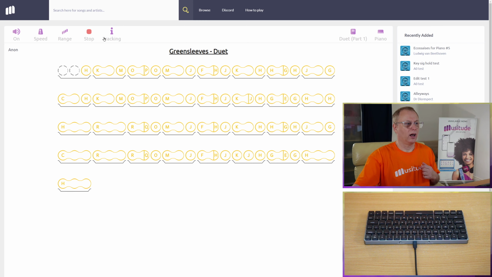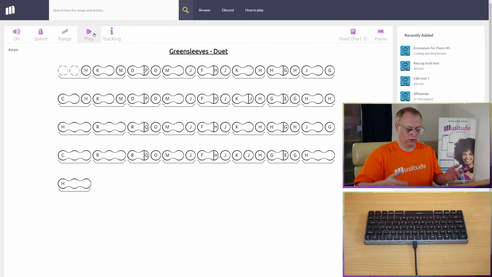Yeah, and anybody who can use a QWERTY keyboard or is a good texter on a phone and who can read ABCs can play that. If you don't believe me, pause this video, go to musitude.com, and just type in Greensleeves duet, and you can see that on your screen too, and you'll play it. Then come back, and then we'll continue talking. I'll wait. Hi, welcome back.